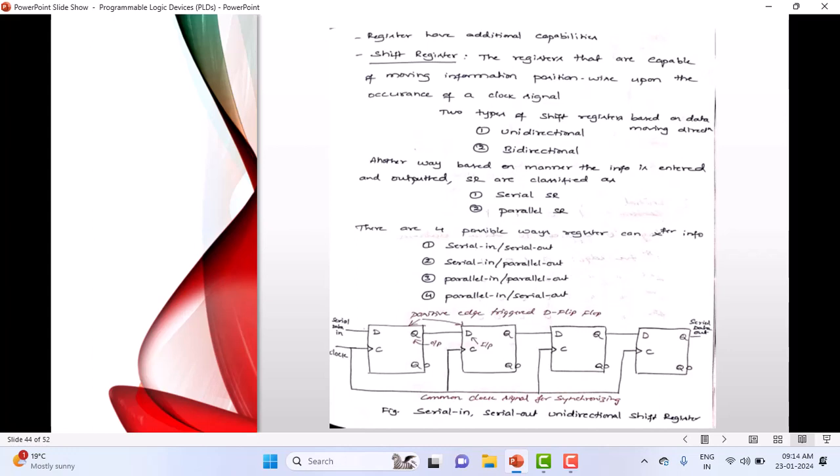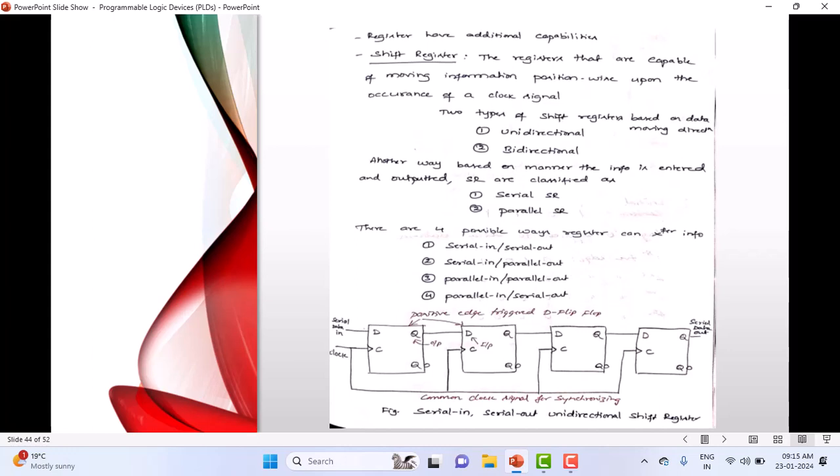Parallel. At a time you can apply parallel data. Suppose the binary number is 1011, completely I can load it into the shift register. That's called a parallel shift register. This is another way of classification, and this classification is based on the manner in which the information is entered and outputted. Based on this, we can categorize shift registers into two types.